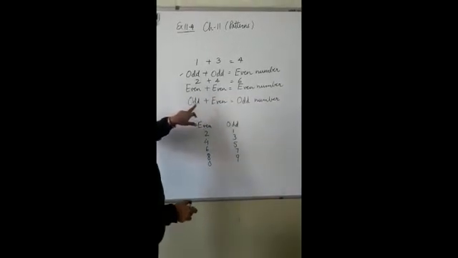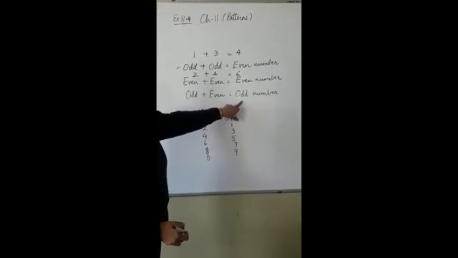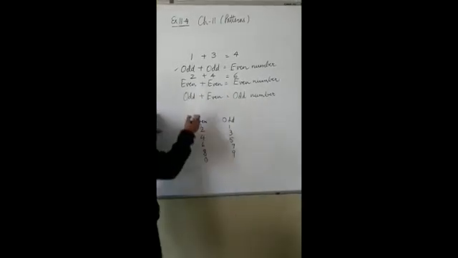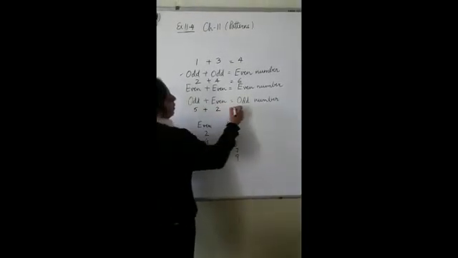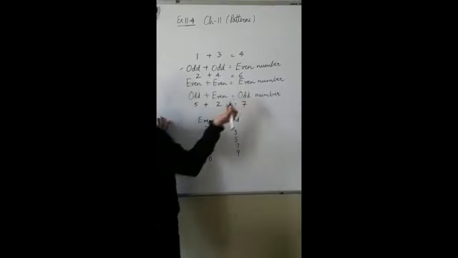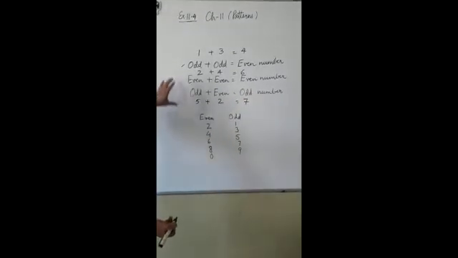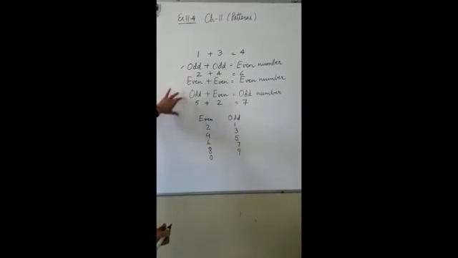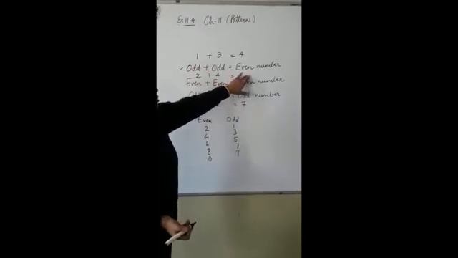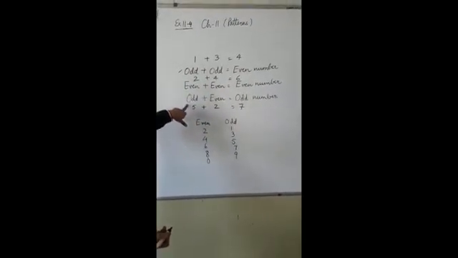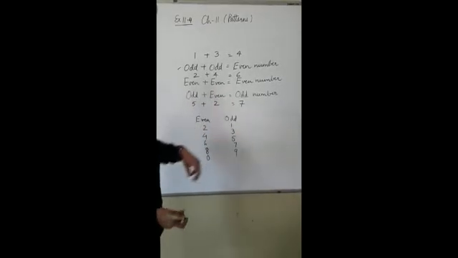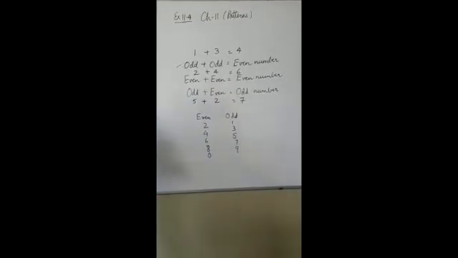Third rule here says odd plus even is always an odd number. If you add 5 plus an even number, let's say 2, your answer will be 7, which is an odd number. So children, these three rules you need to know. Odd plus odd equals an even number, even plus even equals an even number, and odd plus even equals an odd number. With the help of these three rules, we will complete the blanks.